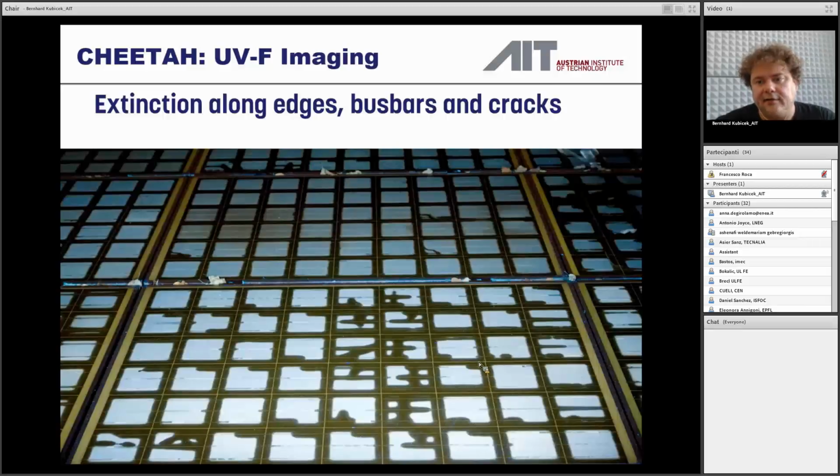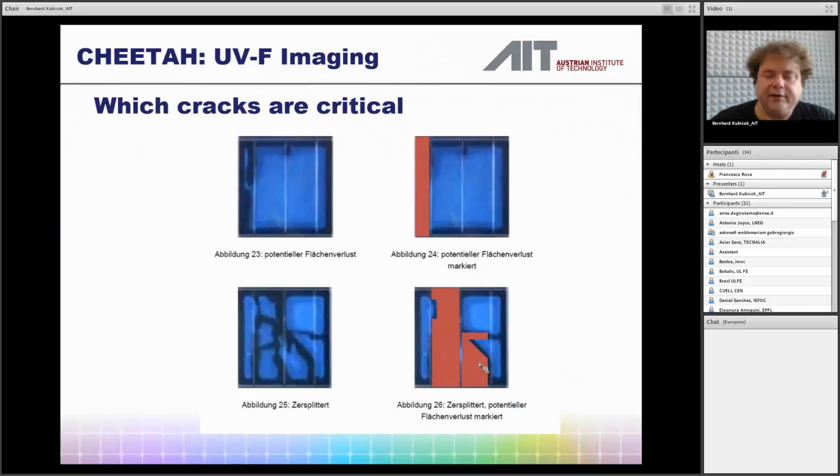We have seen a lot of cases where we have this darkening, but we cannot see any electrical problem or crack in electroluminescence in the EL image. So we are not really sure what we see there sometimes.